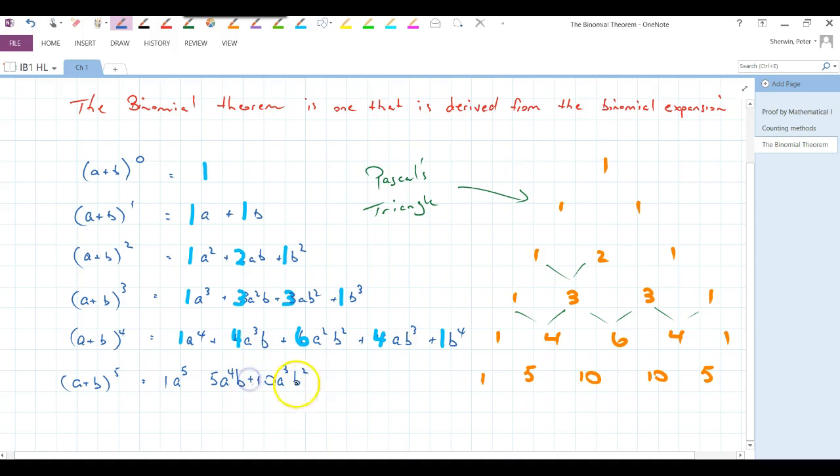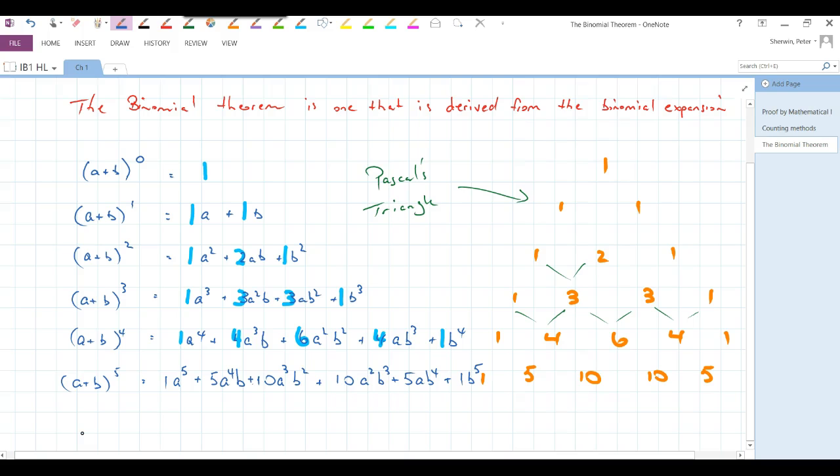There's a plus in there. There's a plus in there. So what do we have there? We had a 10, a 5, and a 1. So this one's going to be a squared b cubed, always with those powers adding up to 5. Now it's plus 5 a b to the 4 plus 1 b to the power of 5. There's my expansion. Fantastic.